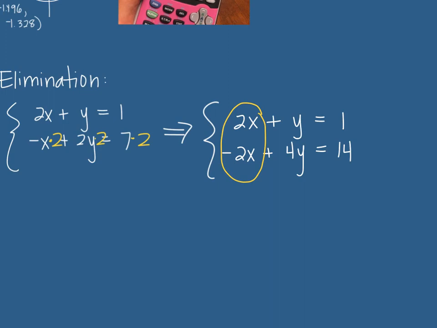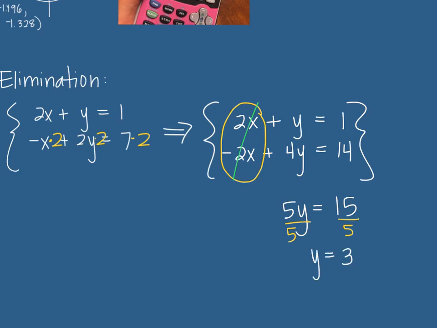Okay, so we're going to do a combination now where we group all of the like terms together. And when we group 2x and negative 2x, they cancel each other out. And when we group y and 4y together, we get 5y. And 1 and 14, we get 15. And then it becomes real clear to us when we do the math of dividing by 5 on both sides that y is equal to 3.